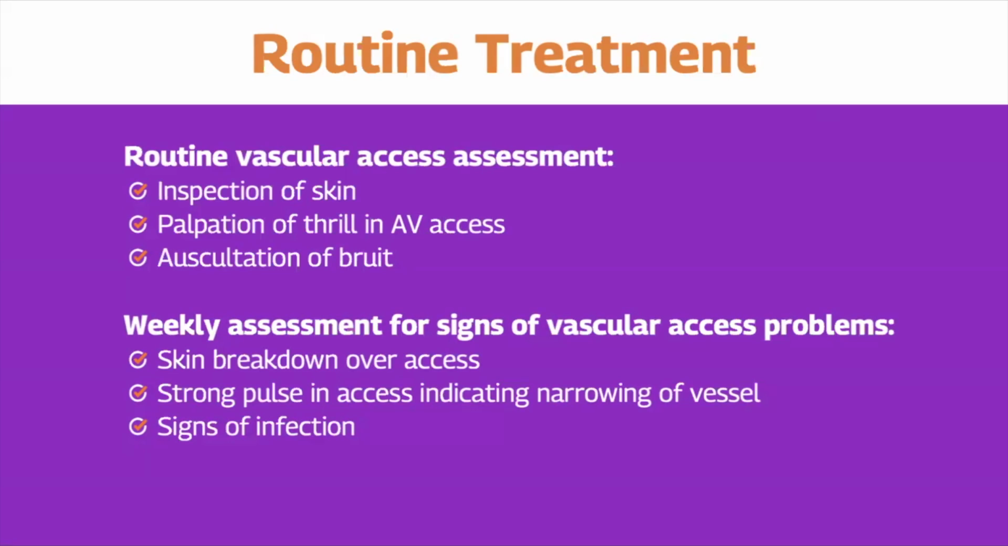There are also weekly assessments for signs of vascular access problems, like skin breakdown over the access or a pulse stronger than normal, indicating narrowing of a vessel, and maybe signs of infection.